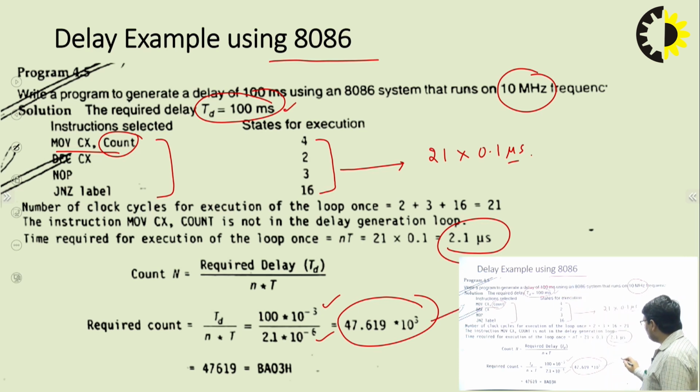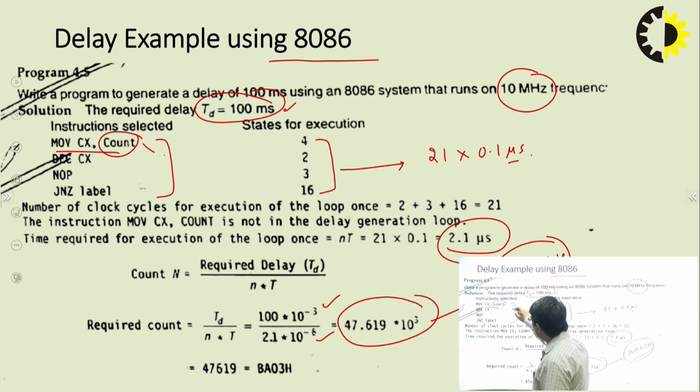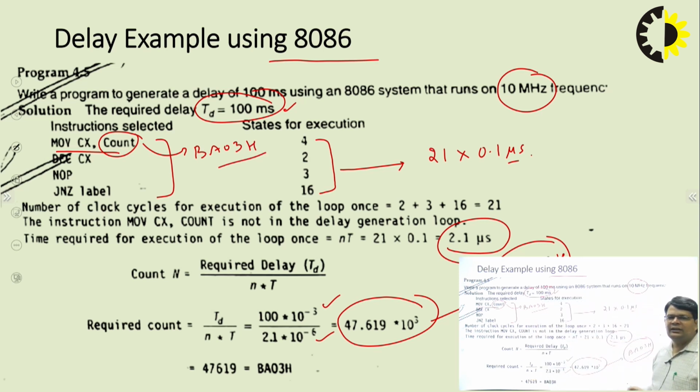This will be converted into hexadecimal form, which comes out to be BA03H. Basically we have to calculate the amount of time required for executing the loop once, and the total delay required is given. So by dividing we can get how many times we need to repeat the loop. This value will be placed in the count value for getting the required amount of delay. So in this way we can generate the delay for microprocessor based systems using 8085 or 8086.